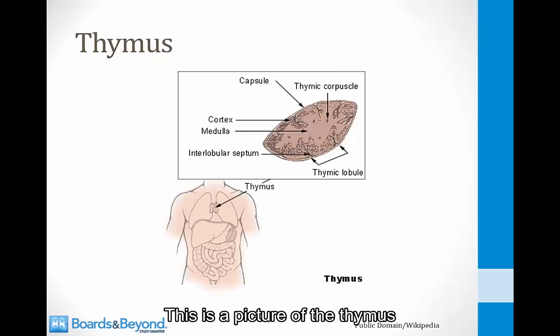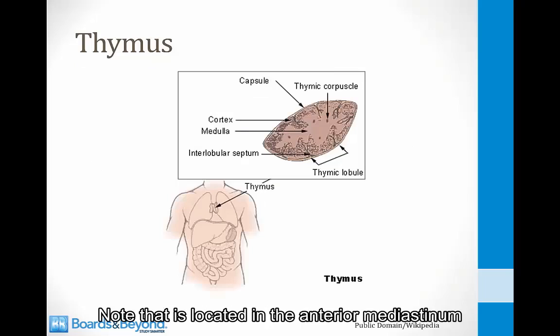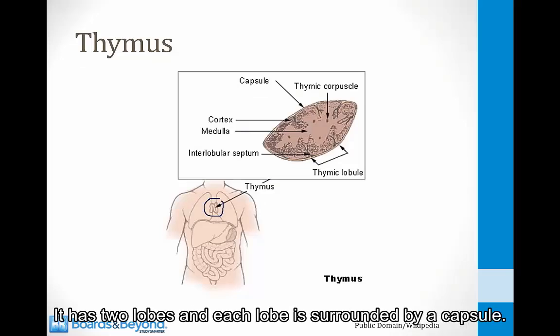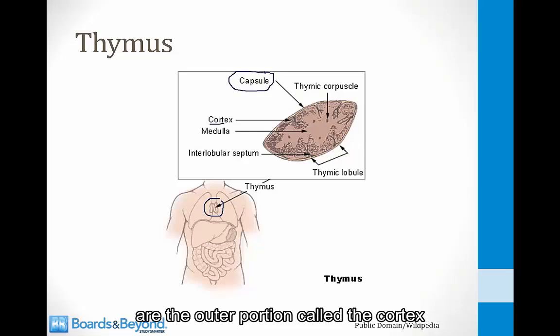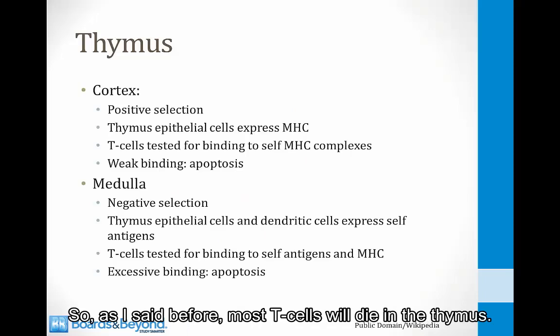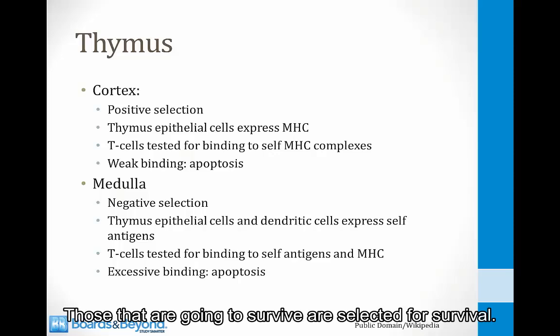This is a picture of the thymus and its location in the chest. Note that it's located in the anterior mediastinum of the chest. It has two lobes, and each lobe is surrounded by a capsule. Functionally, the most important parts of the thymus are the outer portion, called the cortex, and the inner portion, called the medulla. So as I said before, most T cells will die in the thymus. Those that are going to survive are selected for survival.